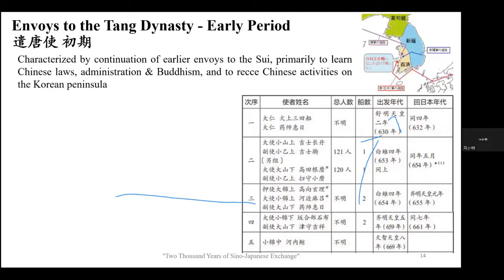In this reading session, I may have a lot of information, pictures, or maps originally in Chinese and Japanese, but I will try to explain in English as much as possible.